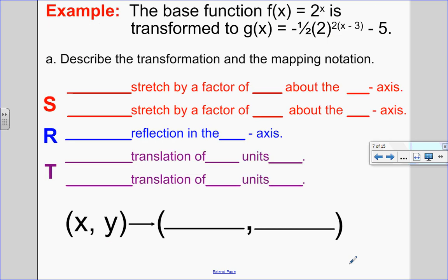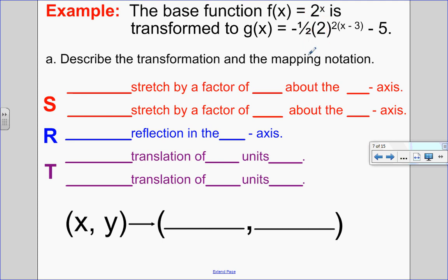Okay, let's try another one. So I have a base function, 2 to the exponent of x, and this time I'm given the transformed function, and I want to describe the transformations. So my transformed function, y equals g of x, is negative 1/2 times base 2. So see, the base stays the same, okay? And it's 2 to the x minus 3, minus 5.